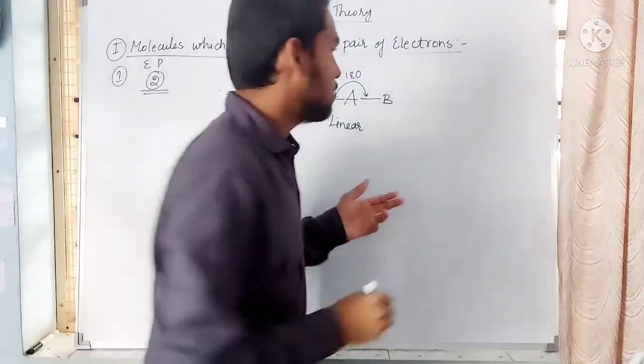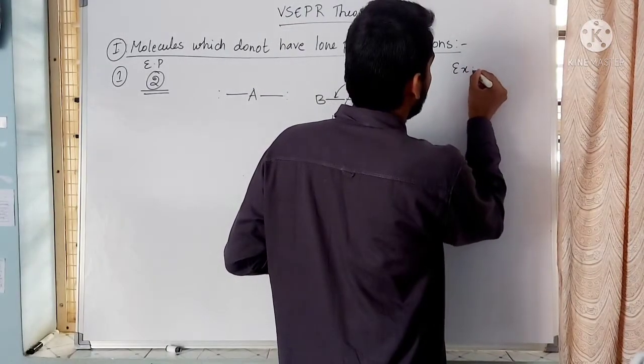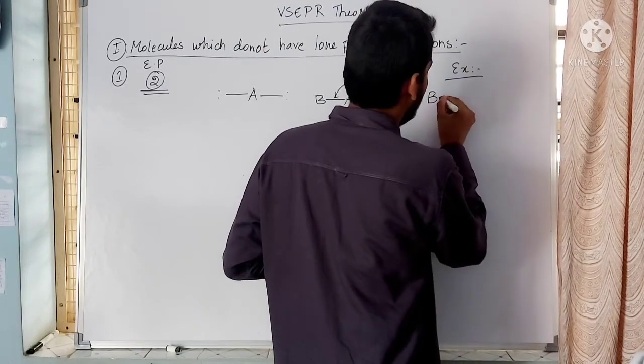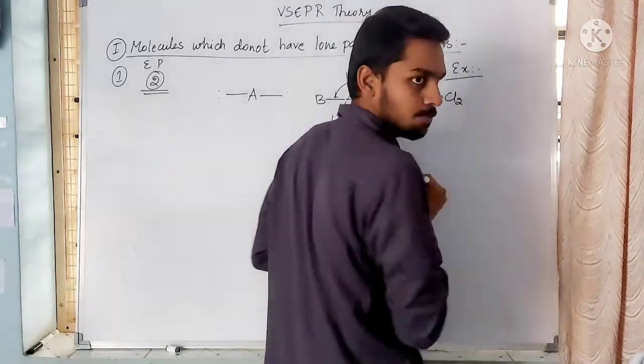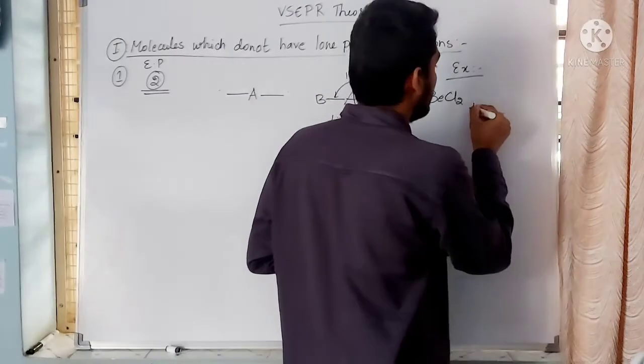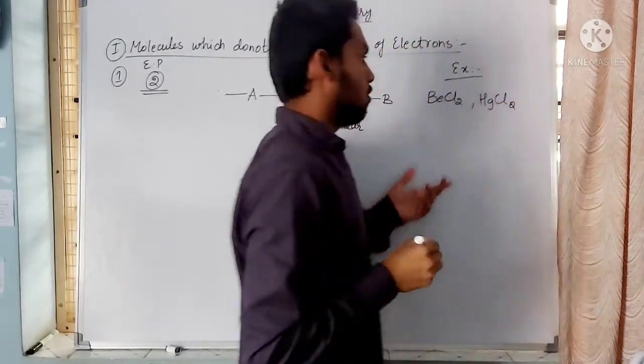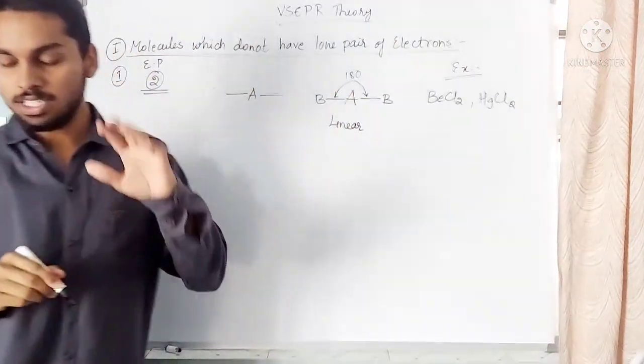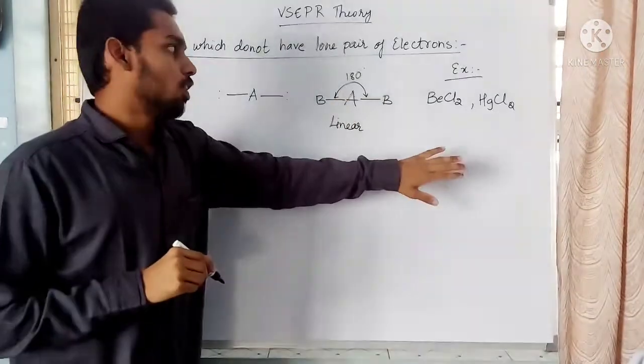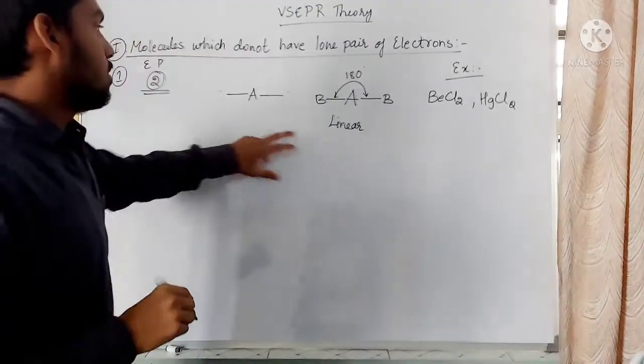This structure is called a linear structure. For example, we see beryllium chloride or mercury chloride. These are the two examples we can observe in this linear structure.